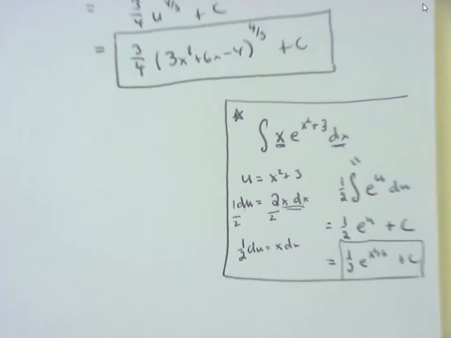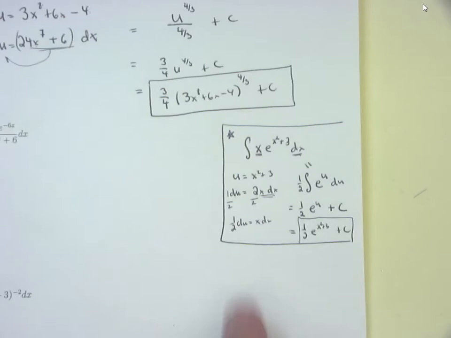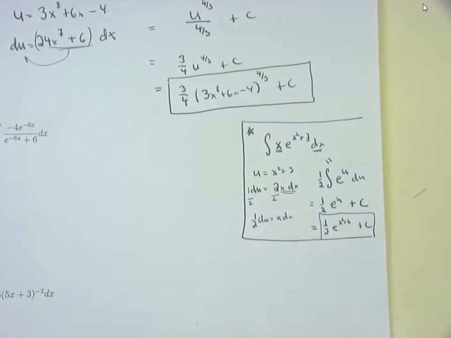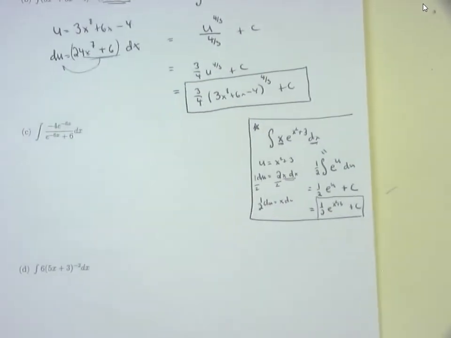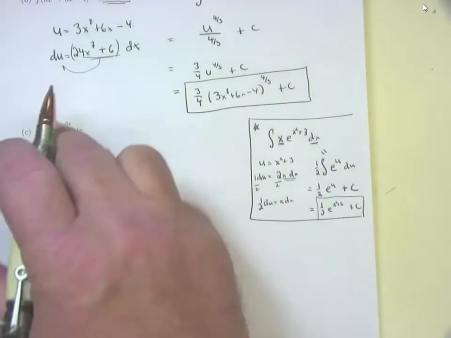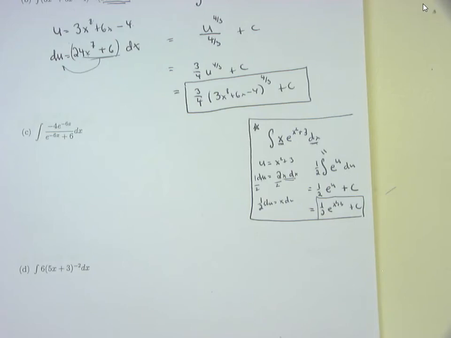Now, this is a traditional let-u-equal-the-exponent kind of problem. This one over here, they're trying to mess with you. So that's why I wanted to do this one first. Take a look at this problem. This is the integral of -4 e to the -6x divided by (e to the -6x plus 6) dx.